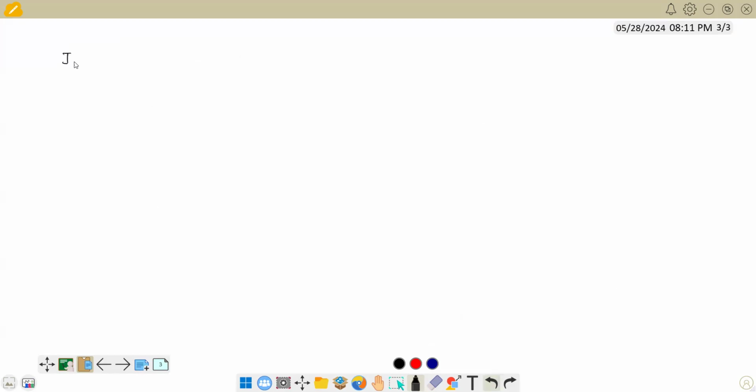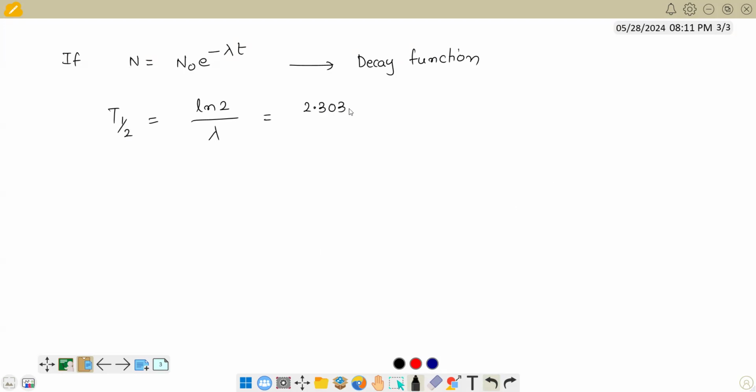So we finally got N equals N naught e power minus lambda t. See, this exponential function has a nickname. This is also called a decay function. That means with time, the value of N keeps on decreasing and eventually becomes 0. Whenever you have a decay function, and you know lambda, its half time would be ln 2 by lambda, which we can also write as 2.303 log 2 by lambda. Once you know this half time, what is the advantage?